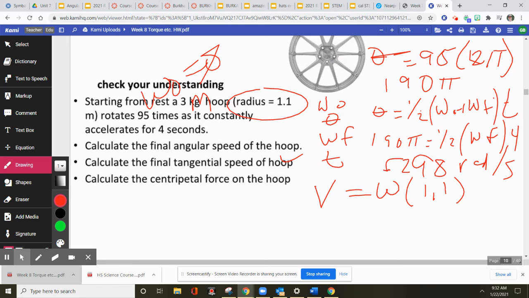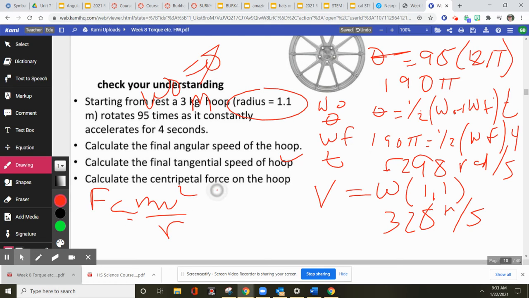And then the centripetal force, so I guess we have to do that, times 1.1 is 328 meters per second. Centripetal force, again, is equal to mv squared over r. So it would be 3 times 328 squared divided by 1.1. It's going to be a big number.